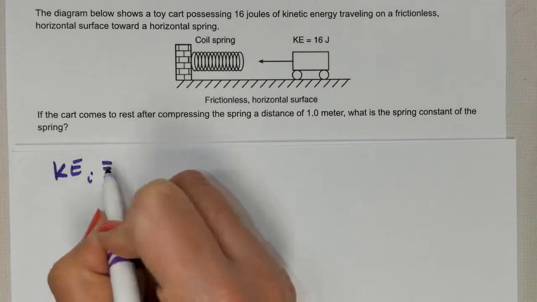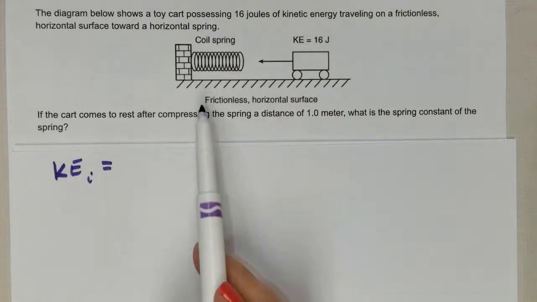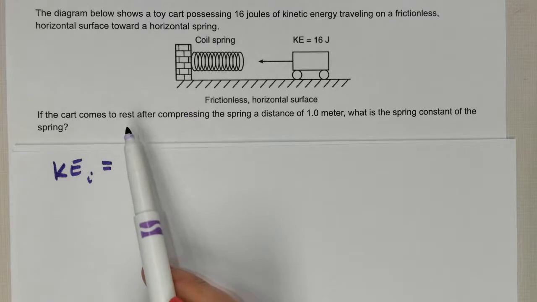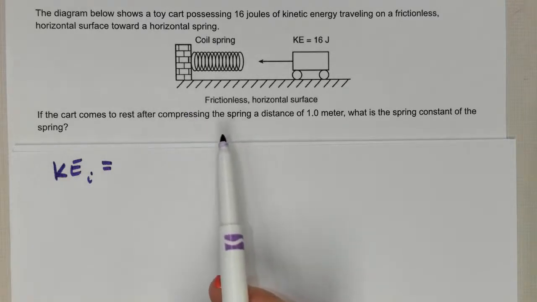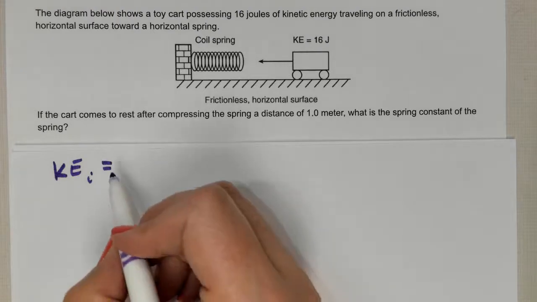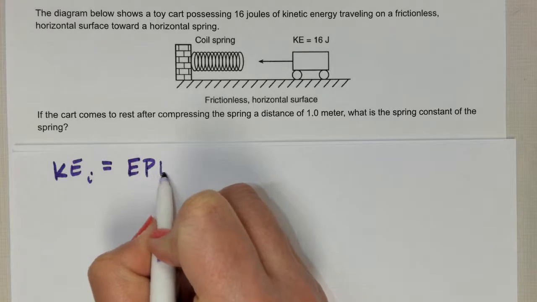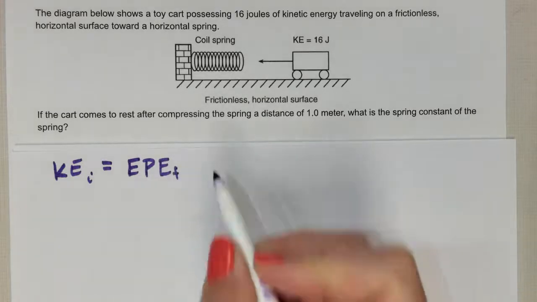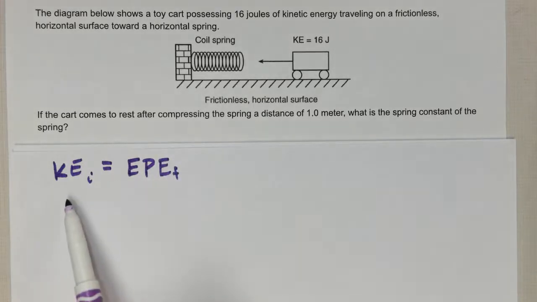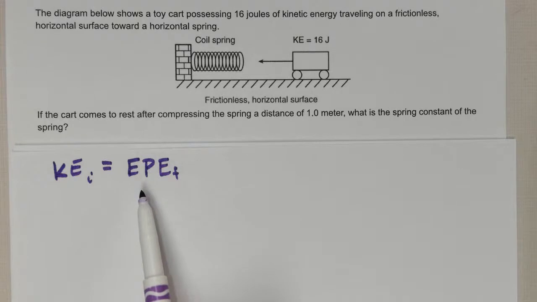That kinetic energy is going to be transferred to the spring because it says that it comes to a rest, meaning it's no longer moving, and that it compresses the spring. Well, whenever we have anything being compressed or stretched, we are dealing with elastic potential energy. And so we can simply set our equation up as the initial kinetic energy, the initial motion of the cart, is going to entirely be transferred to the spring in the form of elastic potential energy.